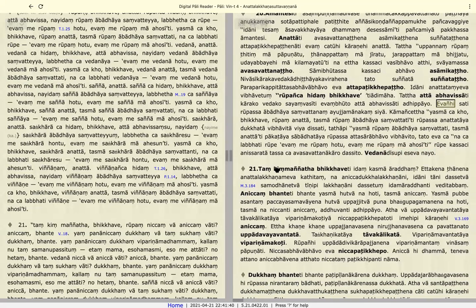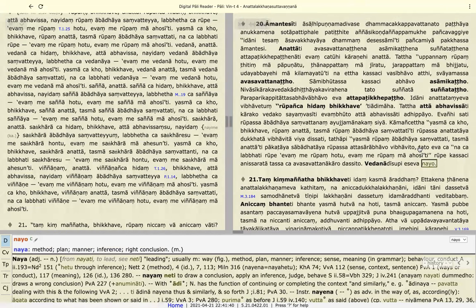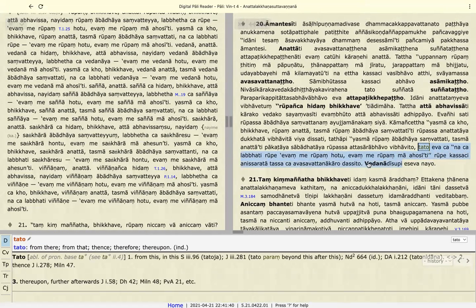Hi, Bhante. Yes. I have a question about the sentence starting from "Tato eva ca": "Labbhati ca rūpe evaṁ me rūpaṁ hotu, evaṁ me rūpaṁ mā ahosī ti, rūpe kasmiñci anissaratā, tassa avasavattanākāro". There is a word "anissaratā". Anissaratā is the bhāvatārita, right, Bhante? Yes. So the "ca" there is to connect the two things: "rūpe kasmiñci anissaratā" and "tassa avasavattanākāro", right, Bhante?